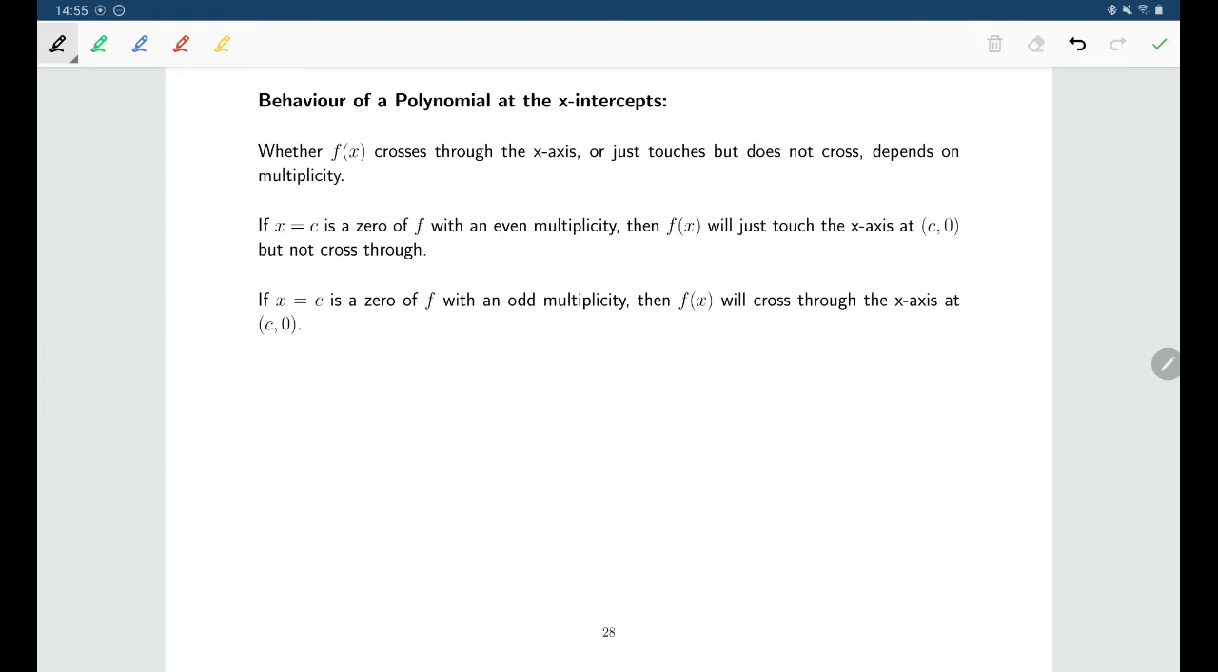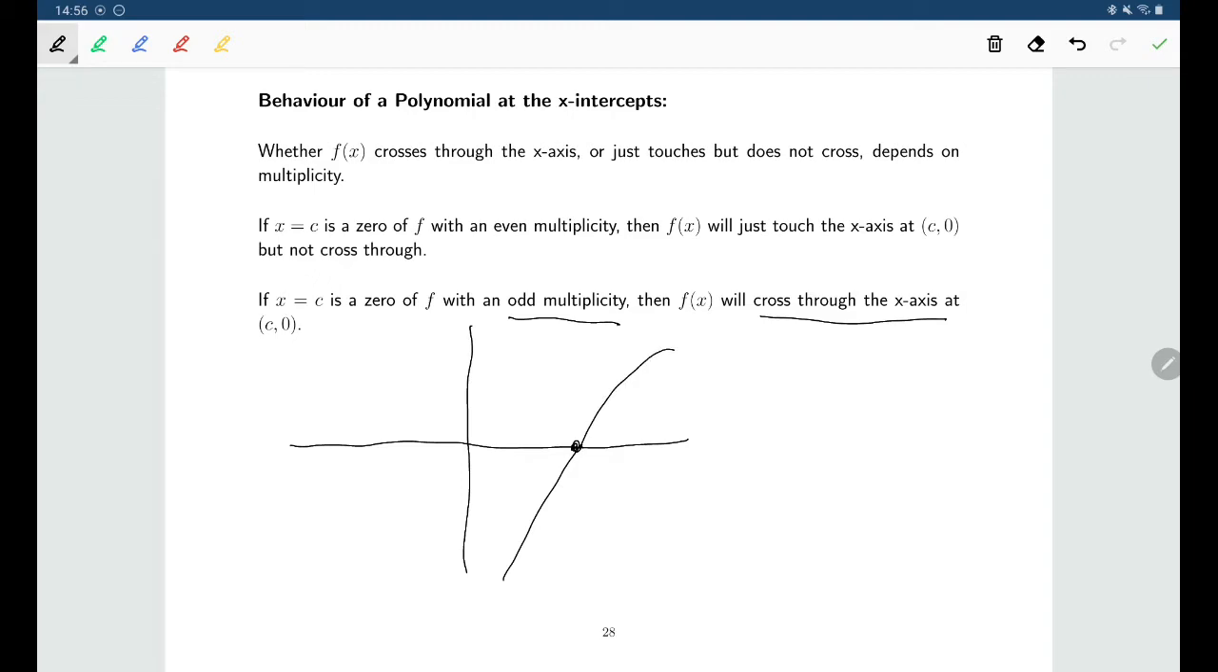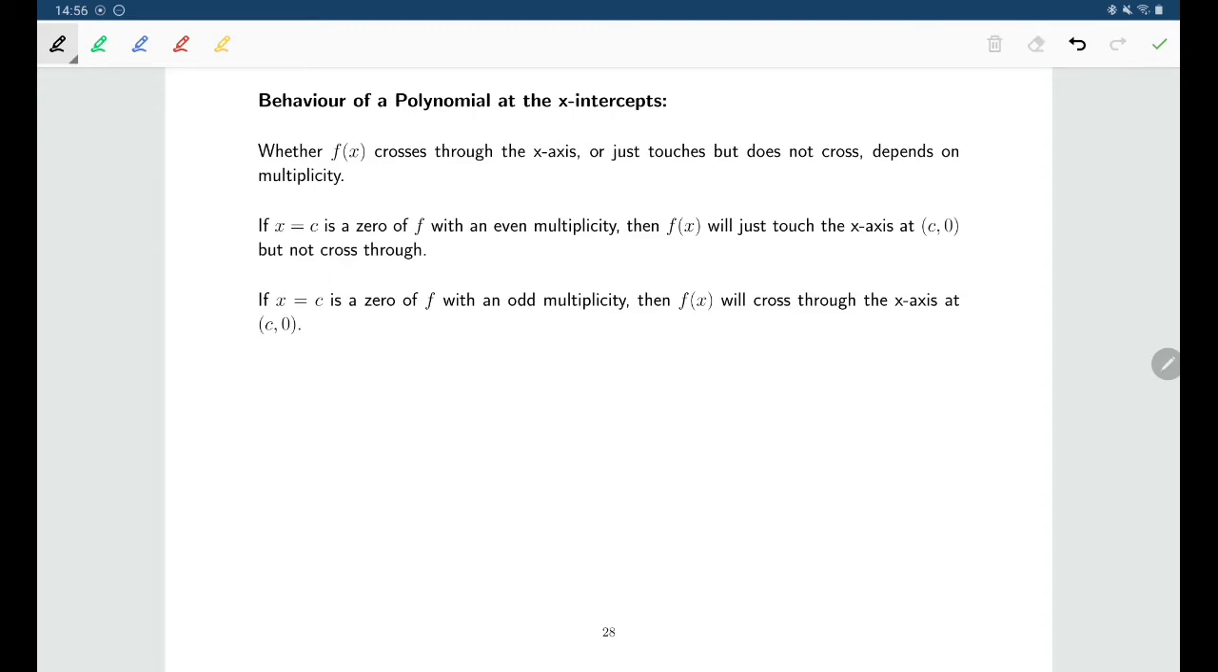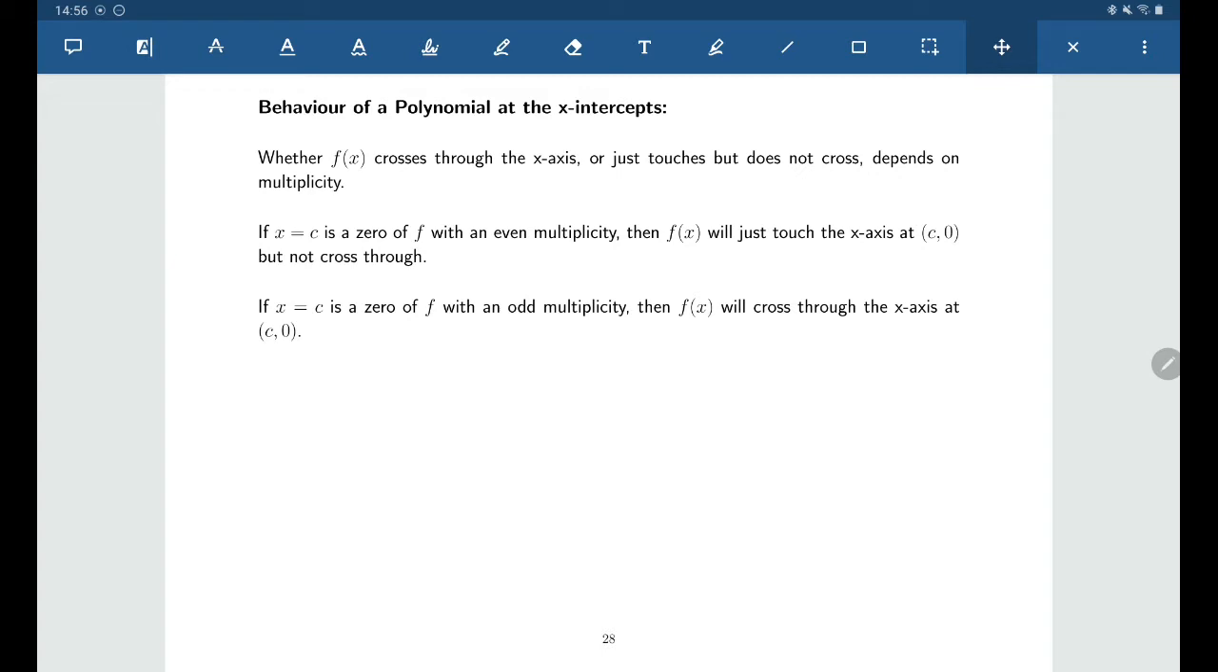On the other hand, if your 0 has odd multiplicity, then you don't just touch the x-axis, you cross through the x-axis. So if we have a 0 with odd multiplicity, then we will not just touch, we will cross through to the other side. And so that's enough information, hopefully, to be able to get a good idea on how our graph looks. It's not everything, there's still something else that we'll need, but that's at least a good start.